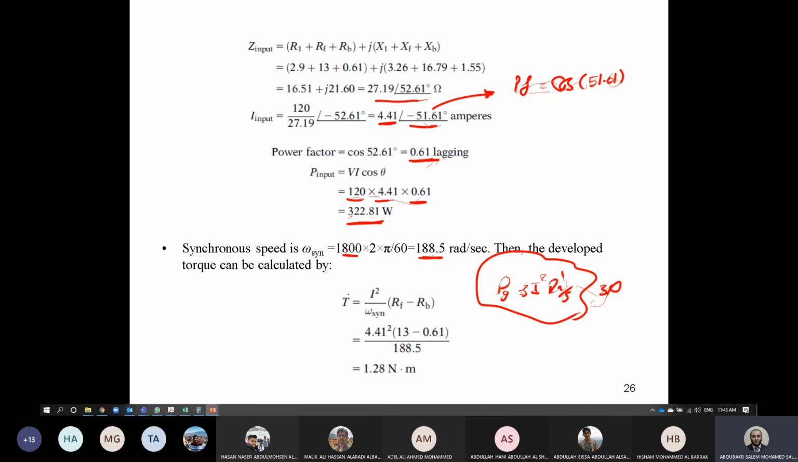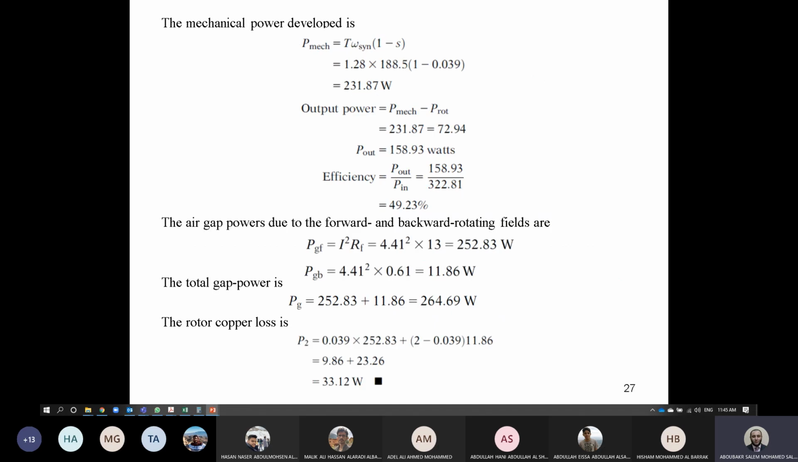However, if you would like to represent the overall power absorbed, you should say RF plus RB, not minus RB. We said this and discussed it clearly in the last class. So this is now torque. Torque equals I square multiplied by RF minus RB over synchronous speed. Of course, this is considered the electrical torque, the developed torque, not the output shaft torque. So we still have friction.